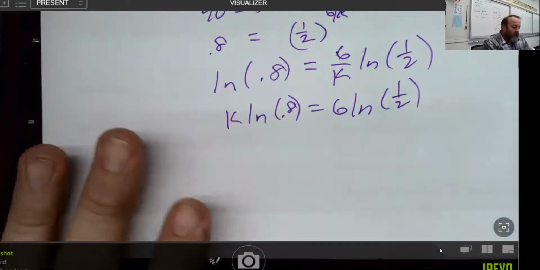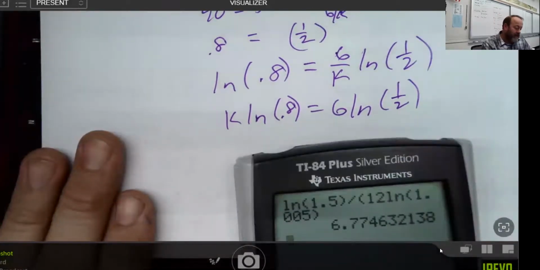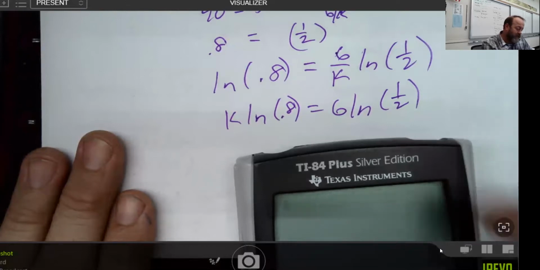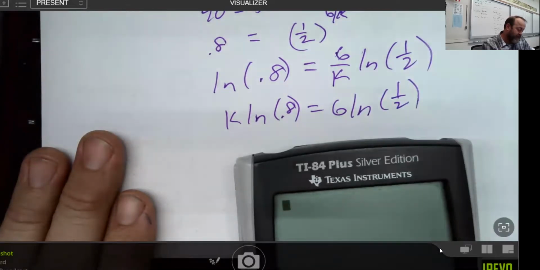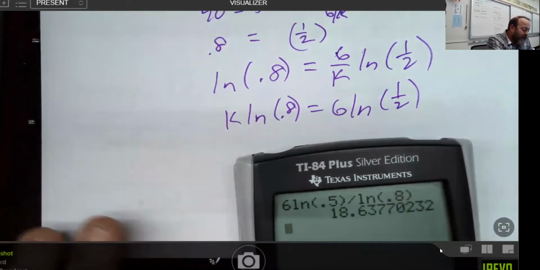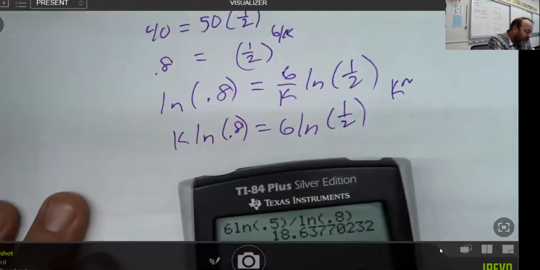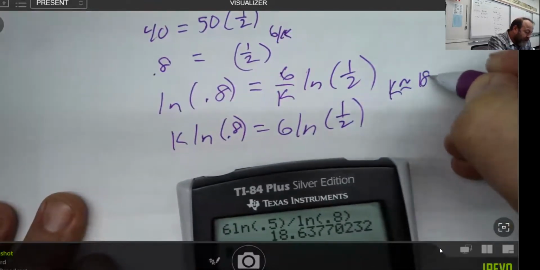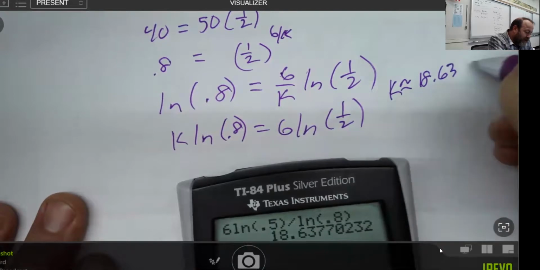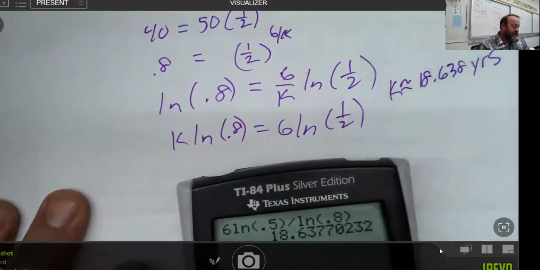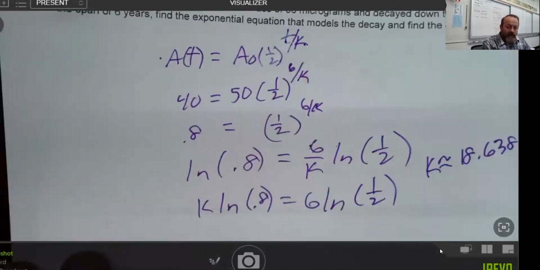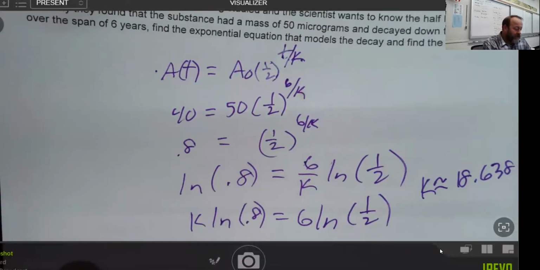And so all I need to do now is on my calculator, take 6 natural log of 1/2, and divide that by the natural log of 0.8, and that should provide me with my half-life. And so my half-life, k, is about 18.638 years. It takes 18.638 years for this to be cut in half.